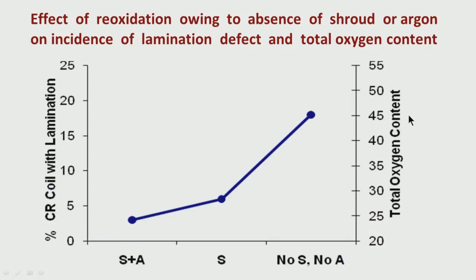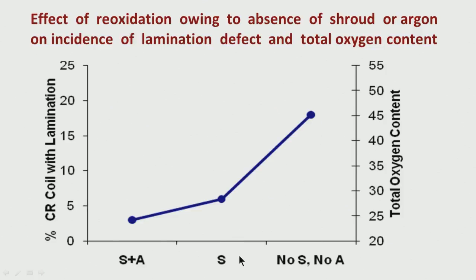Total oxygen means dissolved oxygen plus oxygen as oxide. So, if the dissolved oxygen content is less than 5 ppm, and you have 45 ppm of total oxygen content, that means around 40 ppm of oxygen is present as oxide inclusions in steel, which is not desirable. Where has it come from? Because we have not used shroud, we have not used argon. So, a lot of oxide inclusions, alumina oxides, have formed.